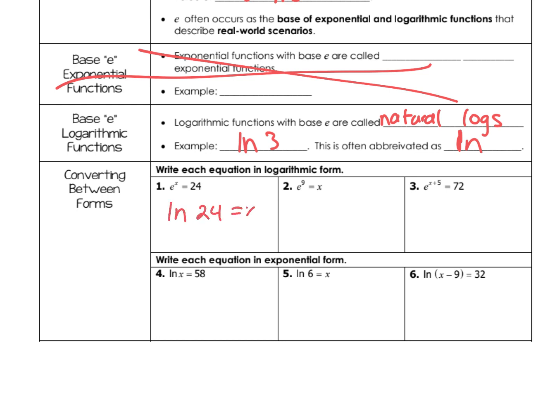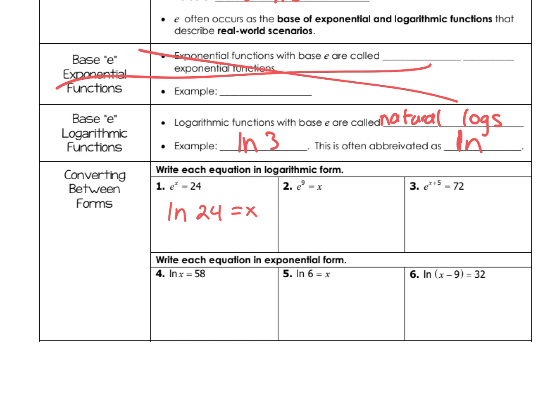ln of 24 equals x. That's what I want you to write there. I'm not going to solve that out. If I did, I'd just type natural log of 24, hit enter, and I should get 3.178. If you want to try that real quick, you can. But this didn't ask me to solve it. It just asked me to write it in the opposite form. So that's what we're going to do here.